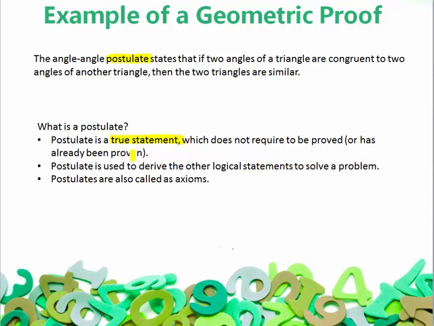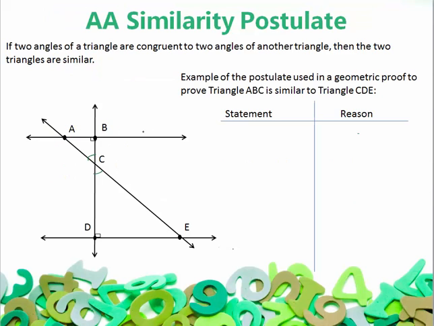Now you need to remember in geometry, even if things seem like they should be true, you still might have to prove them. A postulate is a beginning point. It's used to derive the other logical statements to solve a problem or to make a proof. Sometimes they're also called axioms. So let's go ahead and use one of these, see how that works. We're going to prove that this triangle is similar to this triangle.